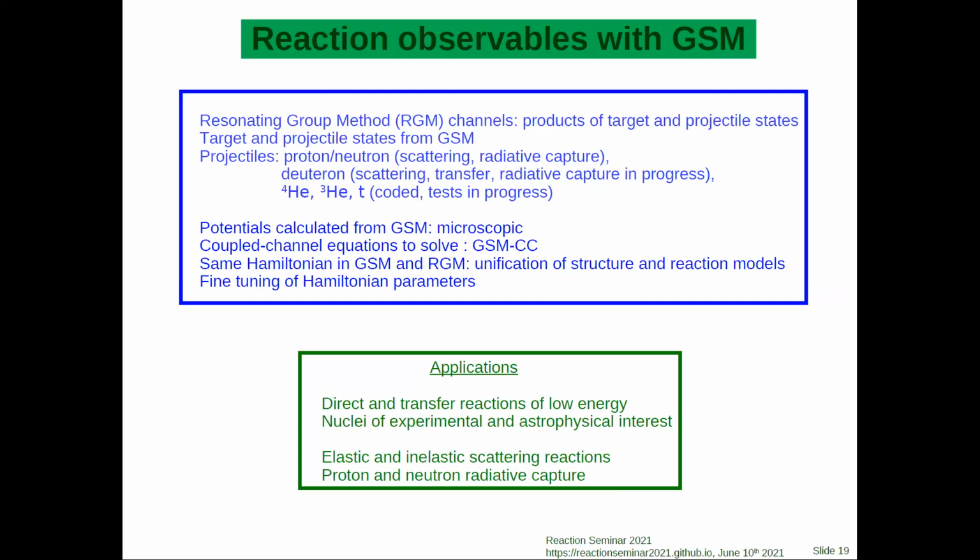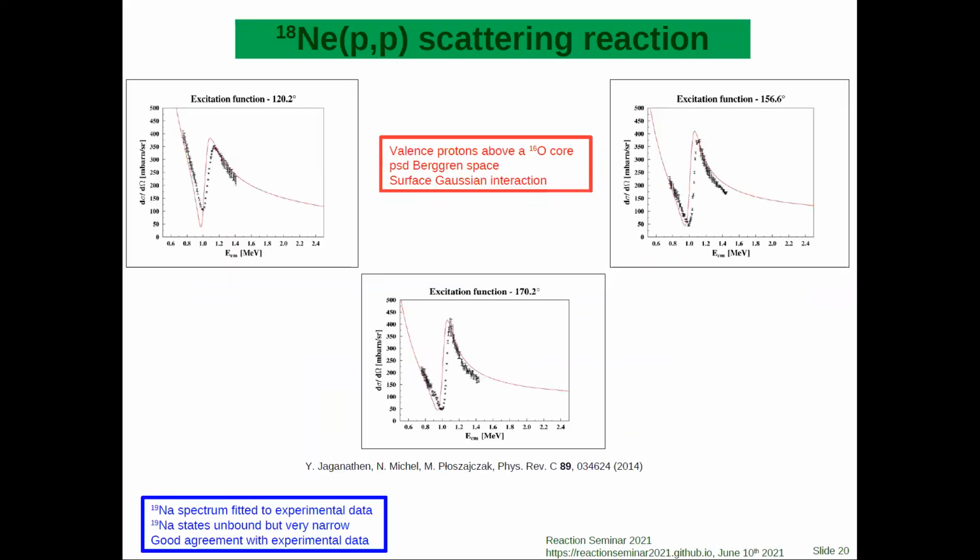I will show results now. This was the first calculation that we did with GSMCC, which is proton on neon 18. It is excitation functions of proton-proton on neon 18. And we calculated excitation functions at large angles, as you can see here, and the data are very well reproduced. But this is because neon 19 has very narrow unbound states with small continuum coupling, so it was not so difficult in this case to have a good model with only an oxygen 16 core and a PSD Berggren space. We also used phenomenological Gaussian interactions.